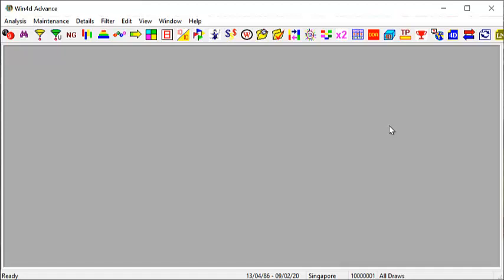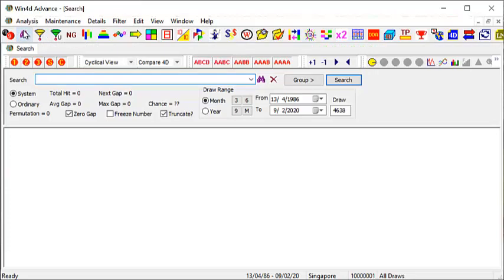Okay, let's start with Singapore. 40 numbers. So, in fact, I've got a total of 4 sets of numbers that I want to bring to your attention, and one of them is 1368.